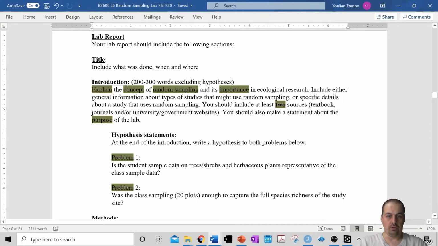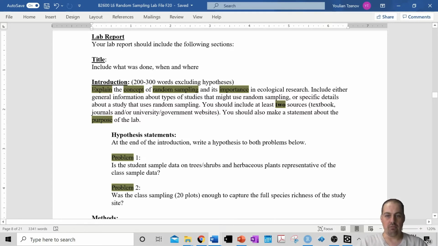Introduction should be about 200 to 300 words, not counting your hypothesis. So you're going to explain the concept and importance of random sampling, and you want to include some sources. So these sources can either be, so at least 2 sources. So there's no specific requirement on type of study or year or anything like that, just any 2 reputable sources from textbook, journal, university, research institute, whatever you want. And they can be either on general types of studies about random sampling or a specific study on random sampling, just something that kind of supports what you're saying here about the concept and or the importance of random sampling.